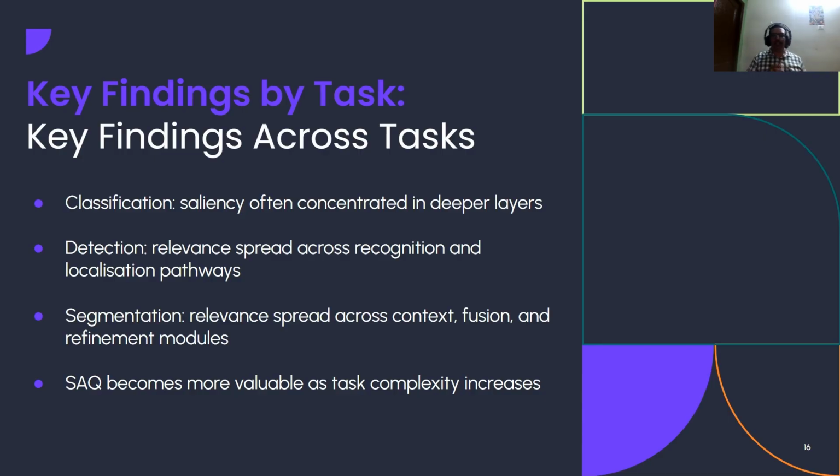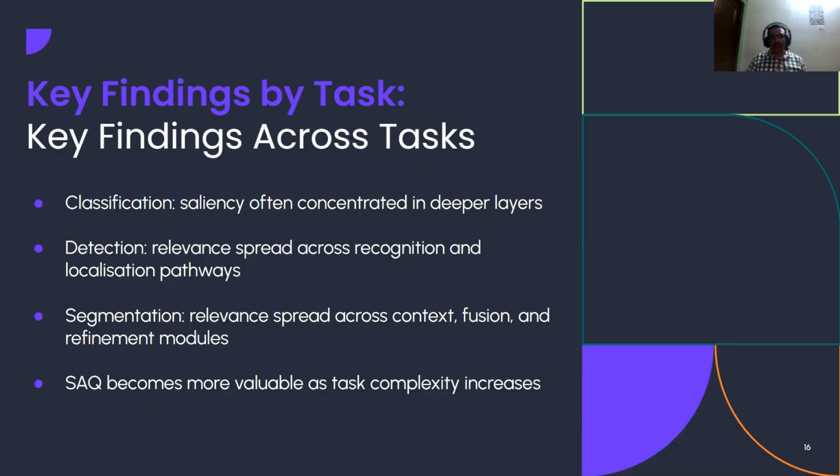For classification, the semantic importance is usually concentrated in deep layers. This means the saliency-guided compression can help, but the impact depends strongly on the model architecture. For object detection, relevancy is more distributed across both regions and localization components. Because of this, preserving these pathways becomes more important, and SAQ shows more consistent benefits.